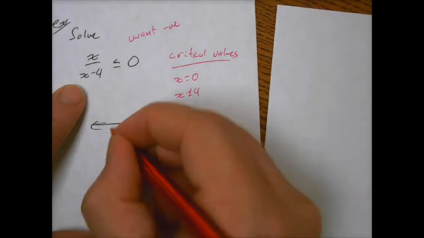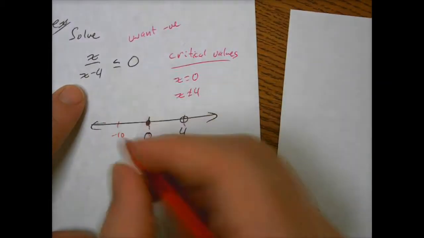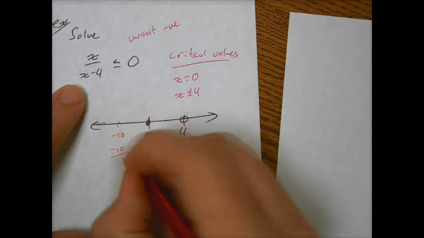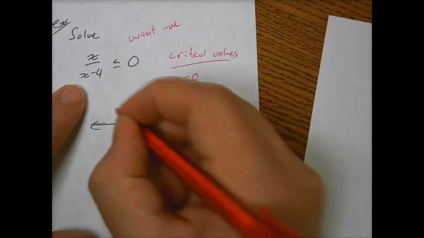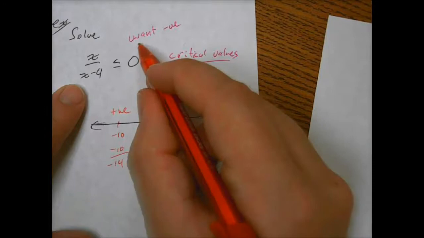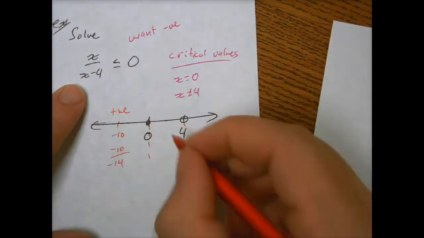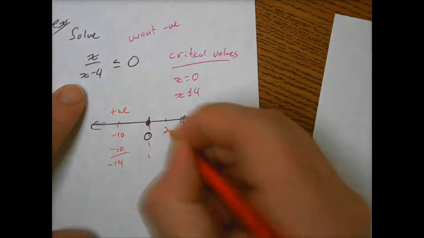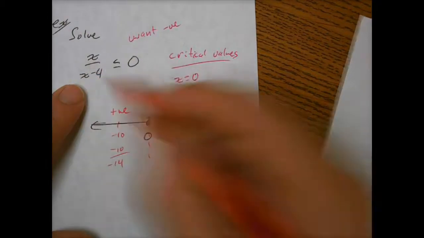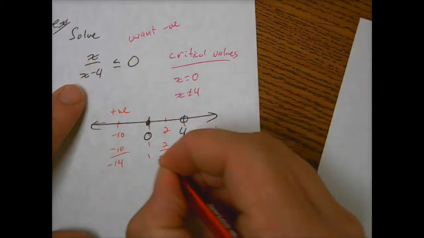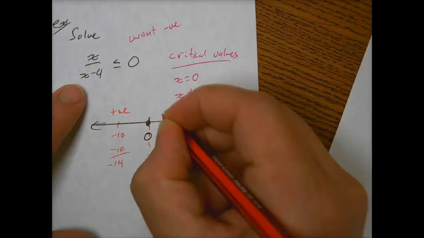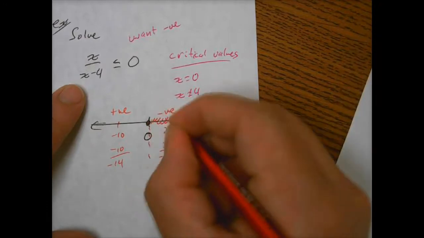So if I pick something less than 0, say negative 10, if I put in negative 10, that's negative 10 over negative 14, comes out a positive. I want negatives, so I do not want that interval. Between 0 and 4, I could choose like 2. 2 over 2 minus 4 is 2 over negative 2, which is negative 1. That is negative, so that looks like that's pretty cool.